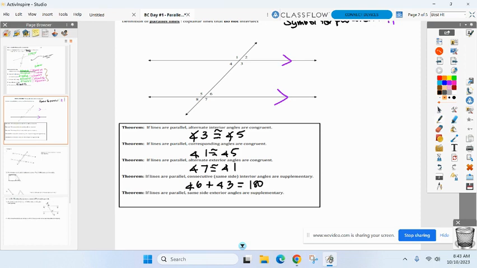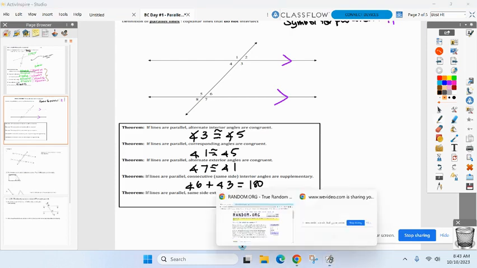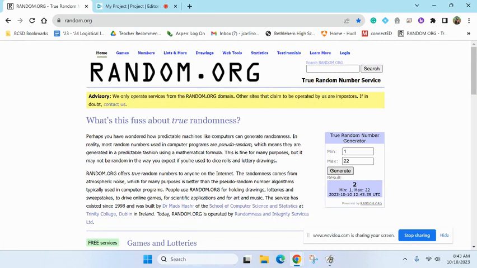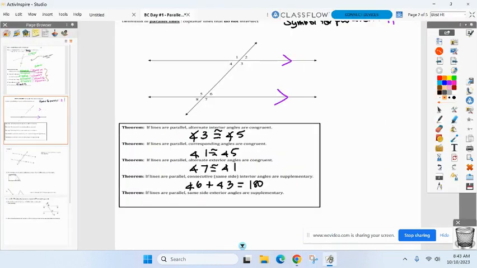180, supplementary. Now go exterior for me. Same side exterior. Give me a pair of those angles. 2, Bailey. 1 and 8. Angle 1 plus angle 8 is also equal to 180.